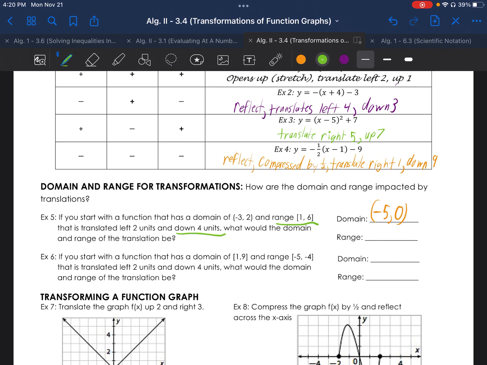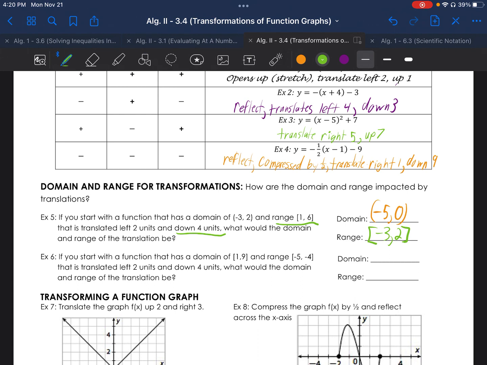For the range, we care that it's going down 4 units. We don't care it's going left right now because we're just talking about the up, down, the range. So it's down 4 units. That's minus 4 from the range. So instead of 1 comma 6, it's negative 3 comma 2. And because it started in brackets, it'll end in brackets. So this one affected the domain and range, as you can see here.